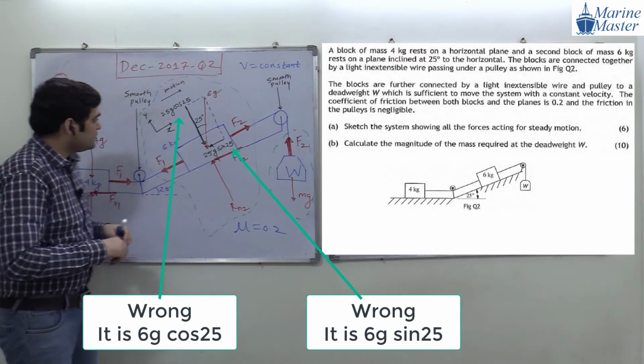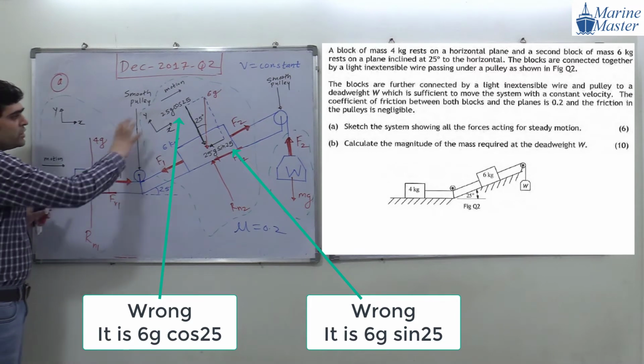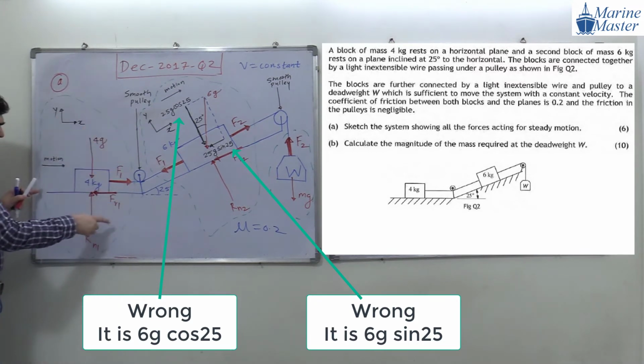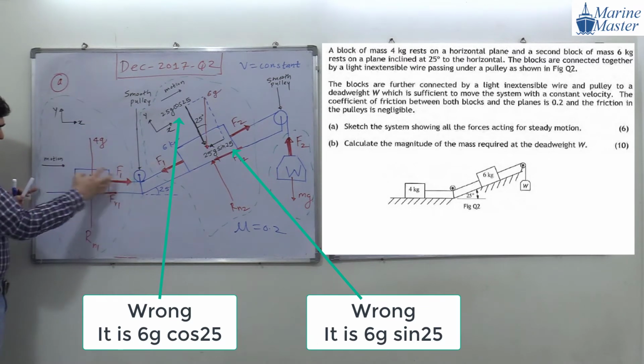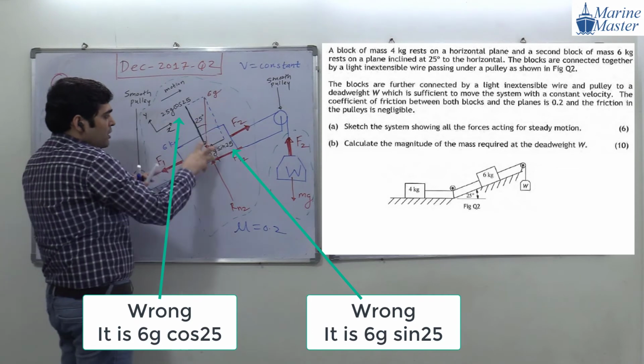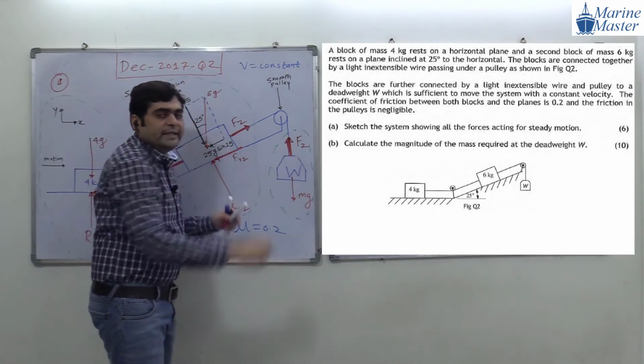So guys, what is our target now? What do you have to do in A part? Try to draw this drawing properly, everyone. See, this green part means what? This is for the 4 kg mass. This green part means what? For the 6 kg mass. And this green part means what? For the dead weight W.